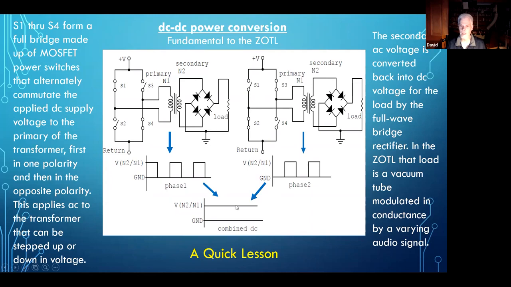So the voltage you get at the output is simply the turns ratio N2 divided by N1 times the voltage that's applied. There are many different topologies of DC to DC power conversion, but this is the one that I use in the ZOTL.